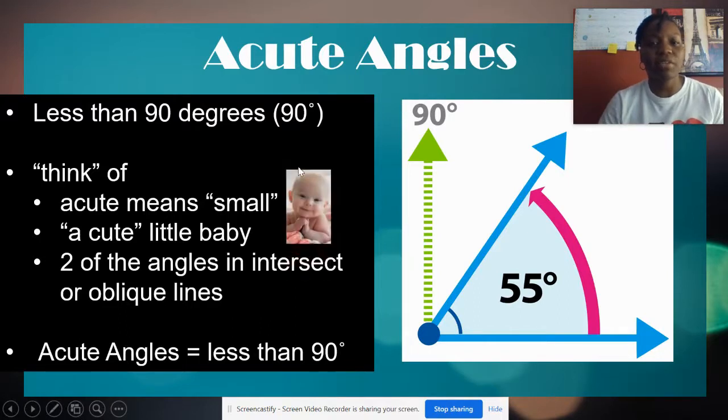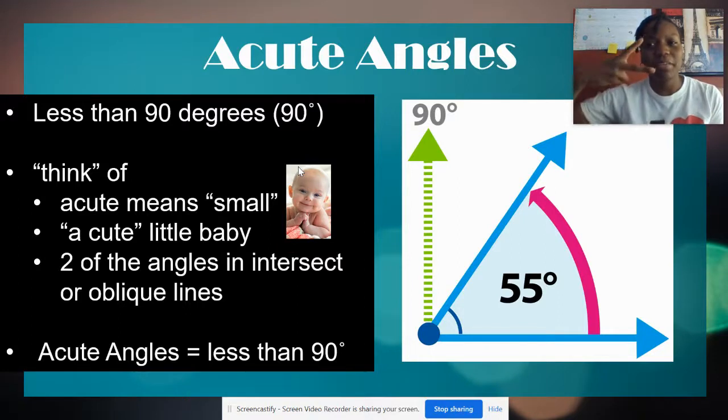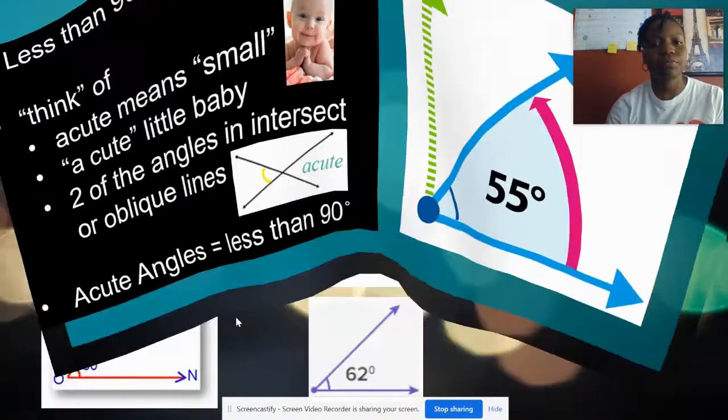I like to think of a cute little baby. Okay, isn't that a cute little baby? It's cute, small. So we have right angles, then we have acute little babies. Acute angles are two rays that intersect at oblique lines, and we have two of these angles here. So here is our acute angle, and again, it is less than 90 degrees. Acute angles are less than 90 degrees.